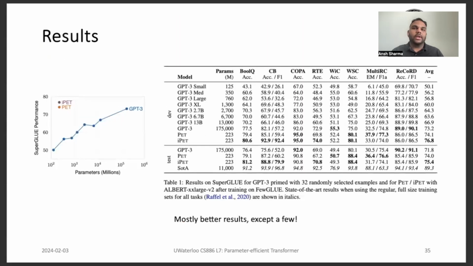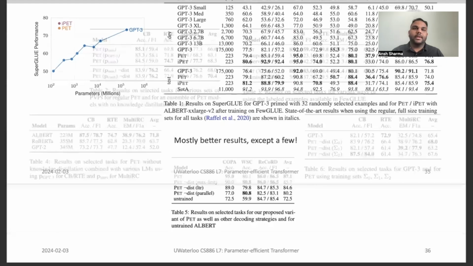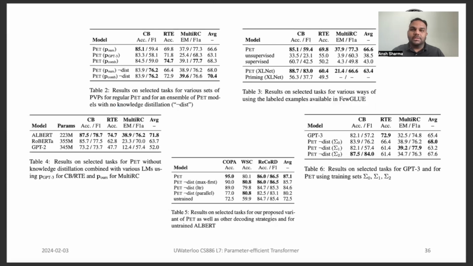The results showcase that the PET and iPET models outperform, on the 32 randomly selected examples after training on FewGLUE with ALBERT-xxlarge-v2, most of the GPT-3 models on SuperGLUE. These are some extended examples where PET outperforms or closely matches the accuracy of most in-use models today.